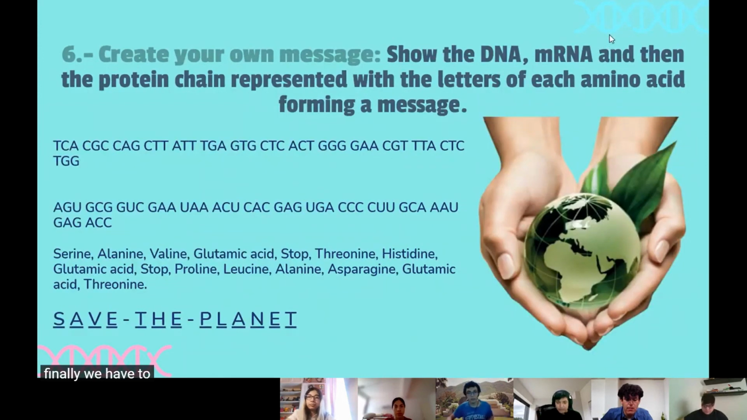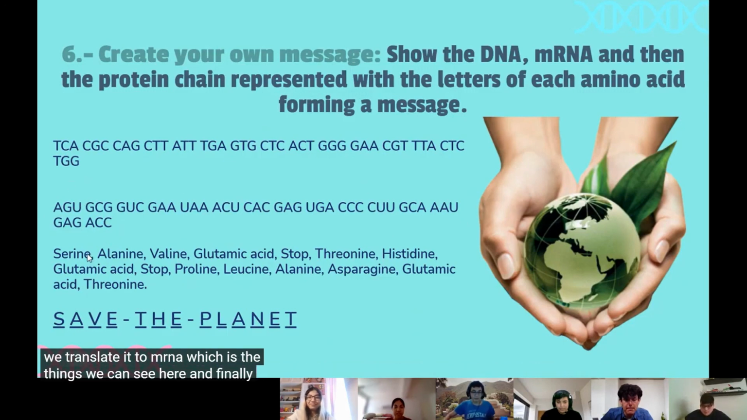Finally, we had to create our own message. First, we started with the DNA: TCA, CGC, CAG, CTT, ATT, TGA, GTG, CTC, ACT, GGG, GAA, CGT, TTA, CTC, and TGG. Then we translated to mRNA, which is the thing we can see here.